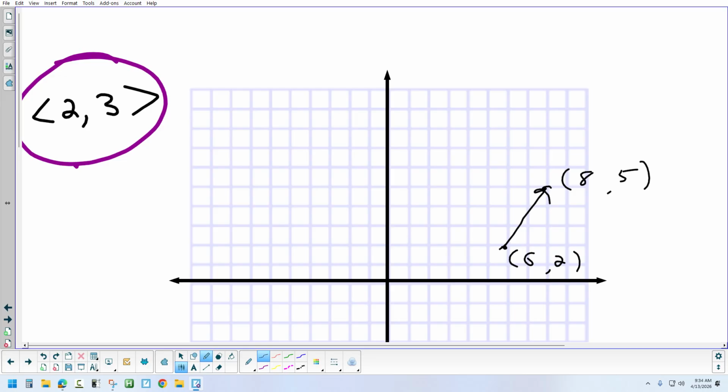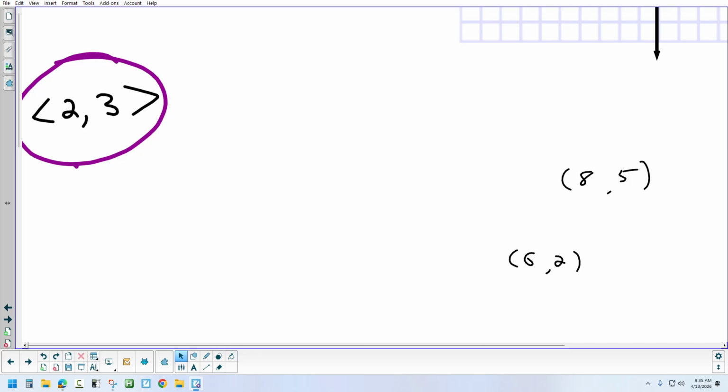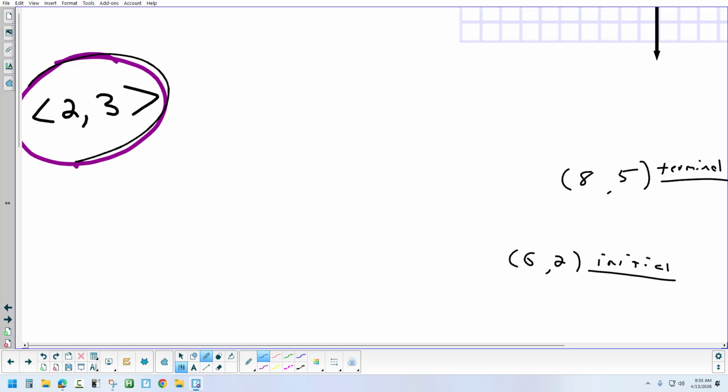So the goal now is pretend you don't have the picture. All you've got is that. You've got 2 points. This is the initial. This is the terminal. If I just gave you those 2 points, does anybody see how you could change those 2 points into that vector? So it's like we kind of work backwards.